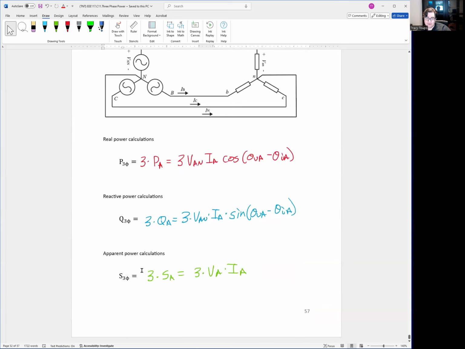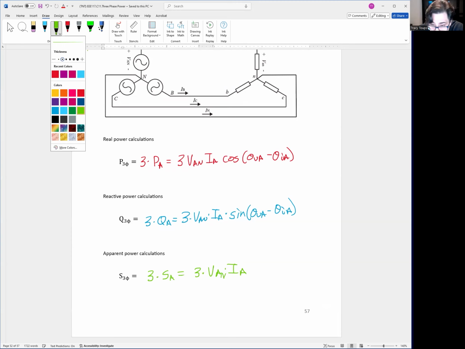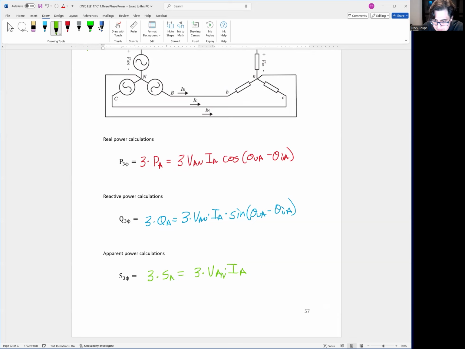And then 3-phase apparent power is just 3 times the apparent power of A phase, or 3 times VAN times IA. Technically, if I'm going to rewrite this, it should be VAN, if I could draw it like that. So 3 times VAN times IA. I would write the square root 3 one here, but if that's what the textbooks show, I'll write it real quick. Give me 1 second. Let me get the drawing pad out. Okay, so let's put this here. That shouldn't be there because it's SA.